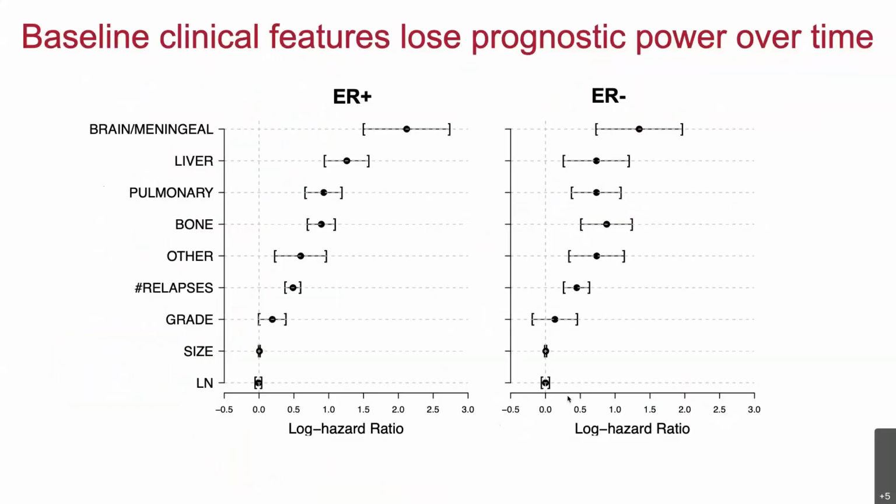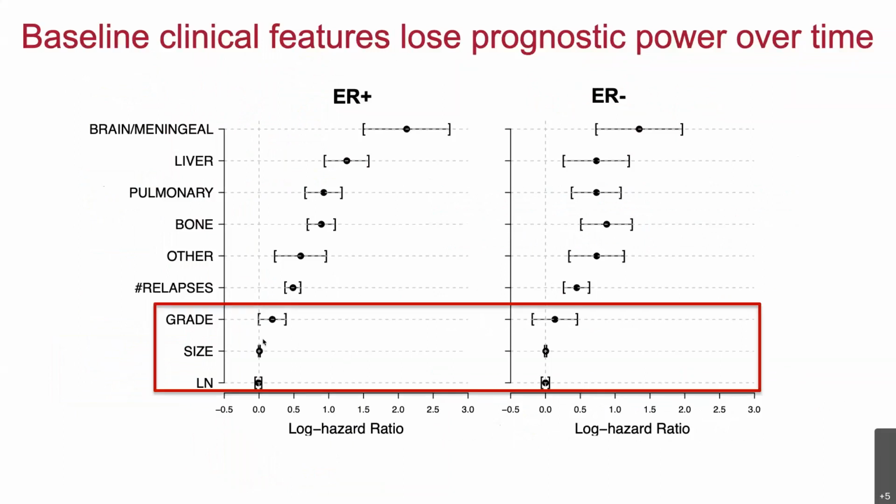Now, the other thing that I do want to emphasize is that with this information, we can now examine the impact of these different factors on a patient's log hazard ratio of survival. Just broken down by ER positive versus ER negative disease, what I want to point out is that once we start to incorporate additional information about a patient's prognosis, these original covariates, such as lymph node status, size, and grade, really lose their predictive power over time. And so that's very important as we try to build better models to understand these dynamics.